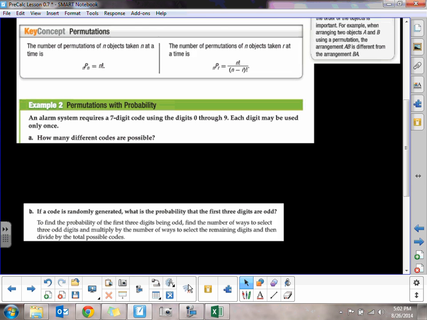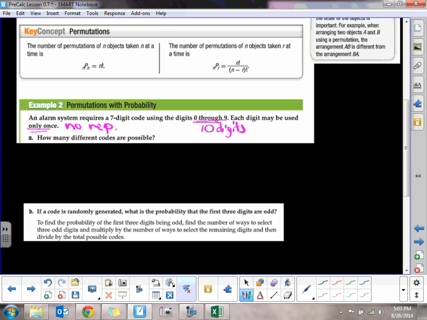An alarm system requires a 7-digit code using the digits 0 through 9. If we use digits 0 through 9, we actually get to use 10 digits. So there are 10 objects in our set. Each digit may be used only one time. So we can only use them once, so there is no repetition. So I'm going to put no rep. How many different codes are possible?